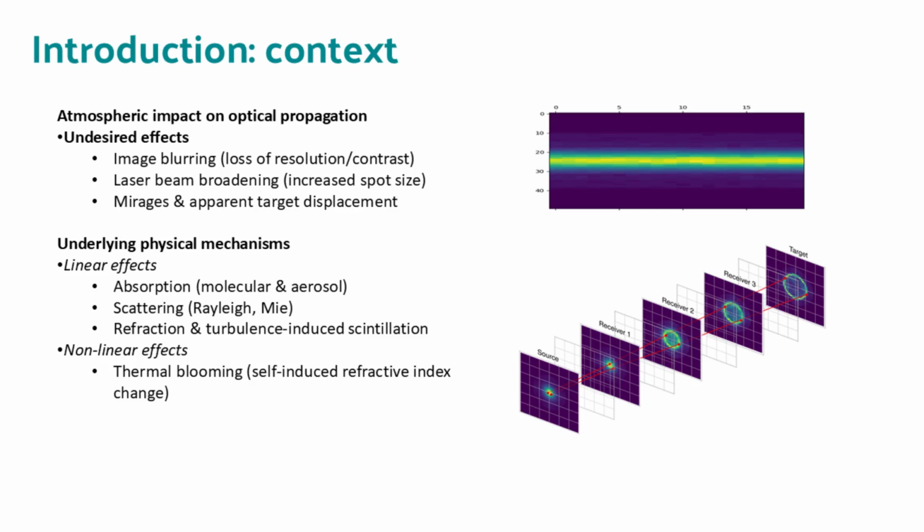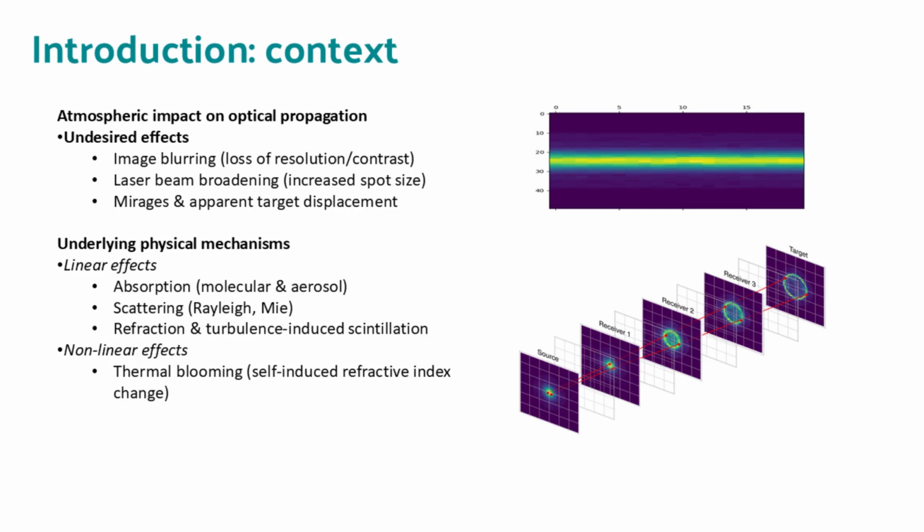To give some context, light doesn't always travel in a perfectly straight line through the atmosphere. It is influenced and redirected by it. This leads to several undesired effects such as image blurring, reduced contrast resolution, and laser beam broadening, making it difficult to focus light in a tight spot over long distances. Additionally, more familiar phenomena like mirages and apparent target displacements also occur because light paths are bent rather than straight.